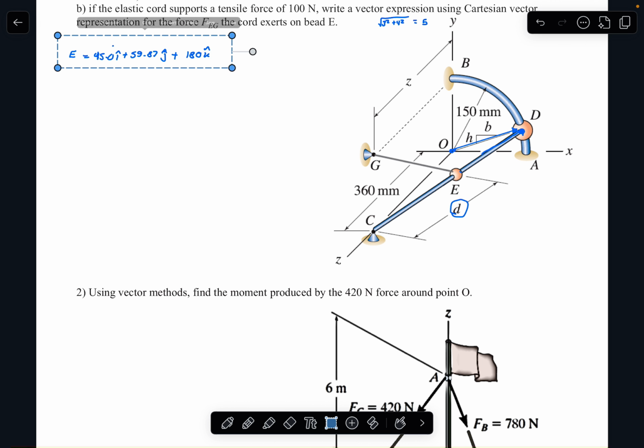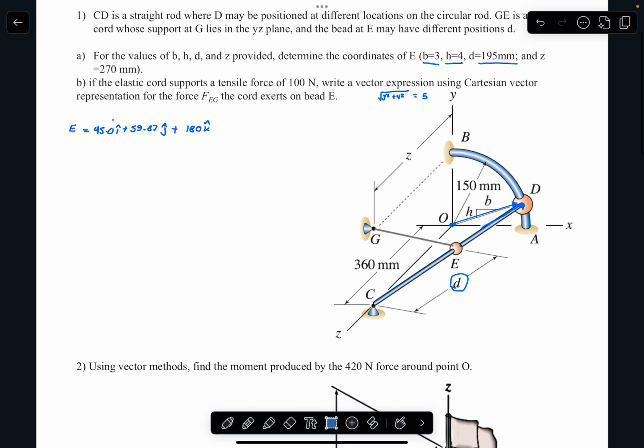Now, let's read part B. If the elastic cord supports a tensile force of 100 newtons, write the vector expression using Cartesian vector representation of force, e.g. the cord exerts on bead E. Now, for this, we're going to have to first find the unit vector of EG, then we multiply it by the force to get FEG.